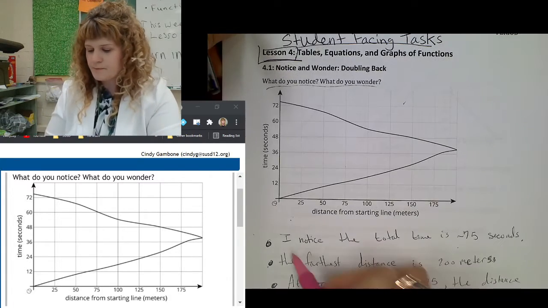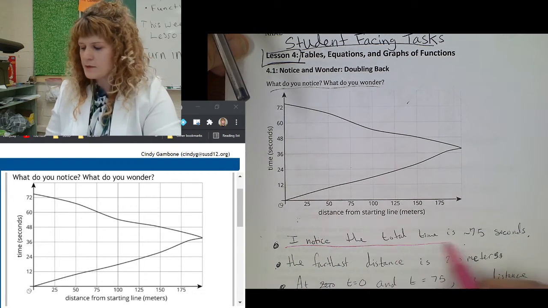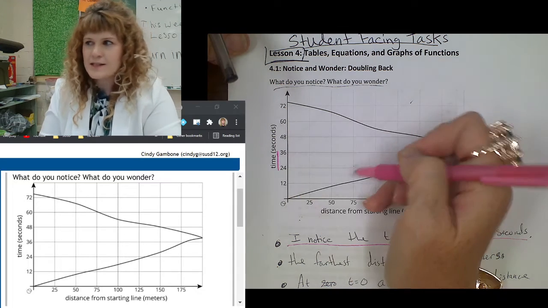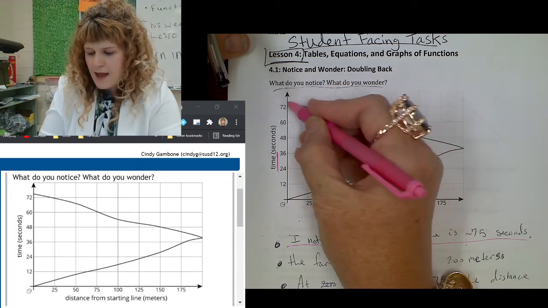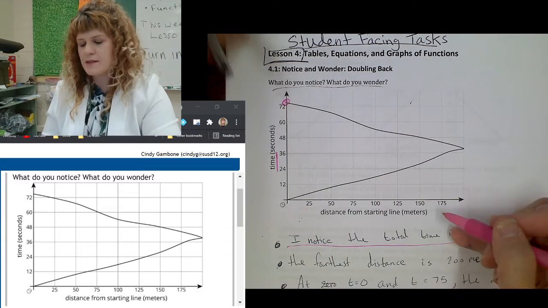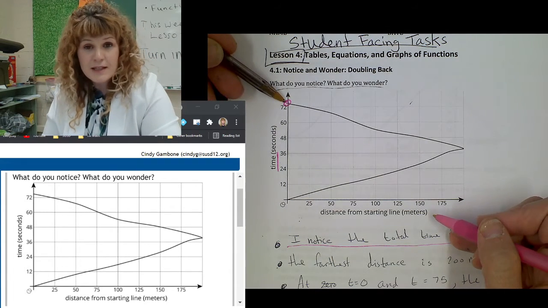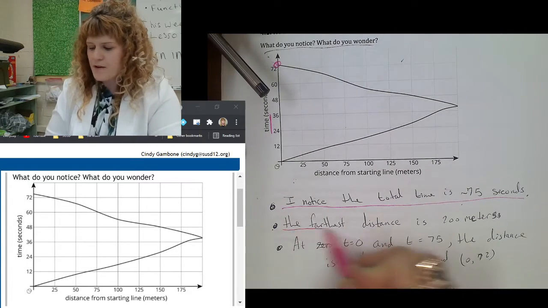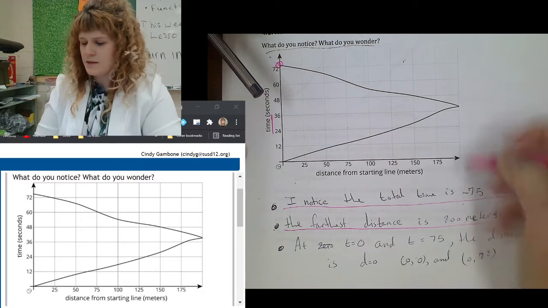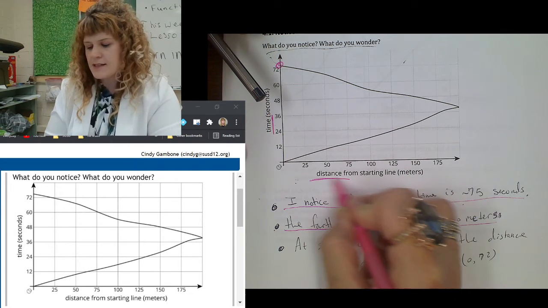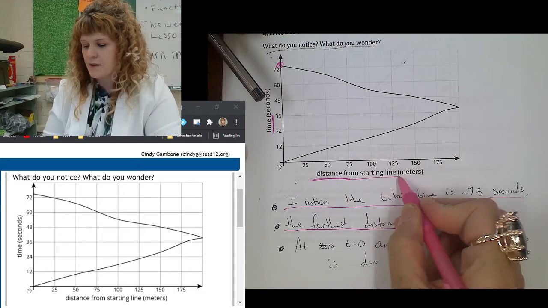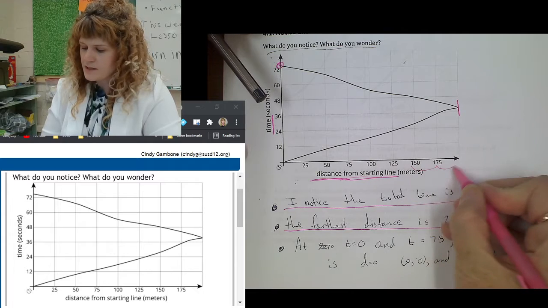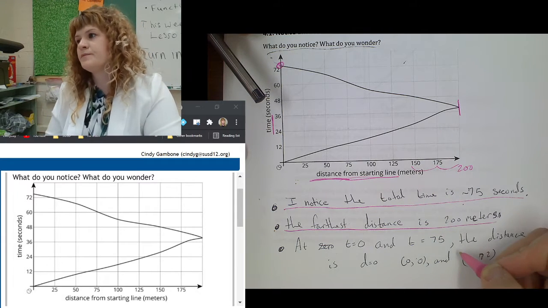For example, I noticed the total time is 75 seconds. I looked at the Y axis, the label is time, and the maximum amount of time looks like 75 seconds. Another thing I noticed, the farthest distance is 200 meters because I looked on the x-axis and the label is distance from the starting line, and the farthest it gets looks like 200 meters.